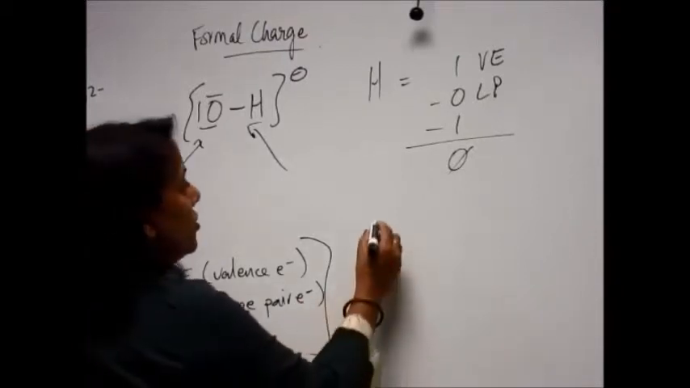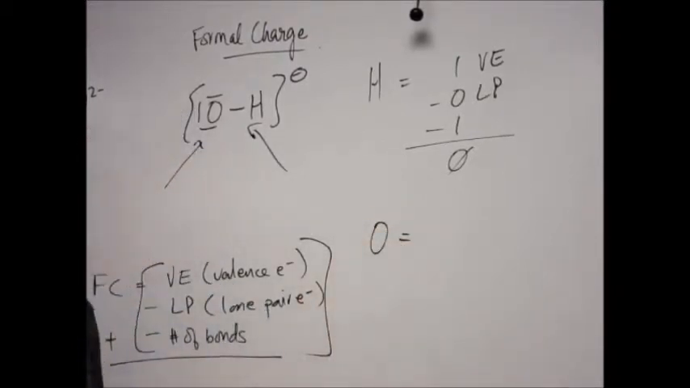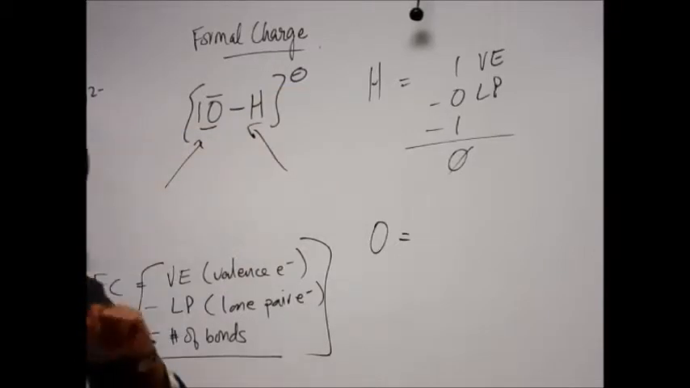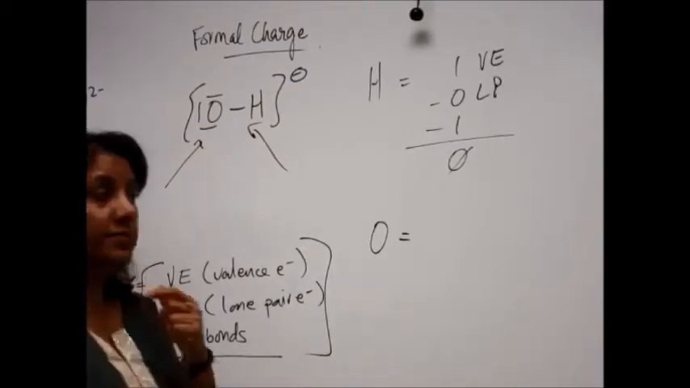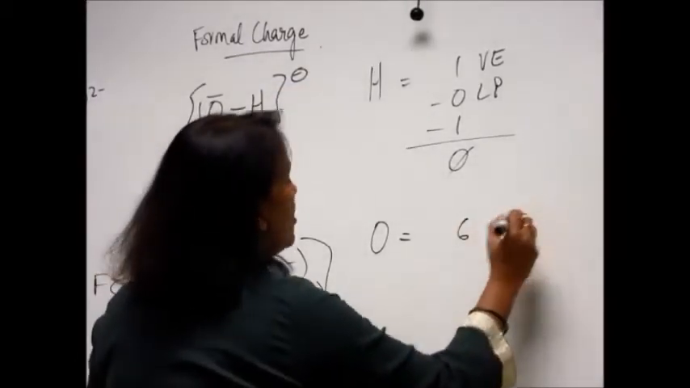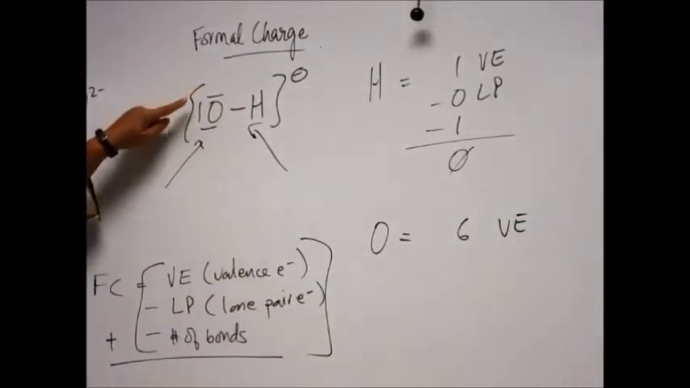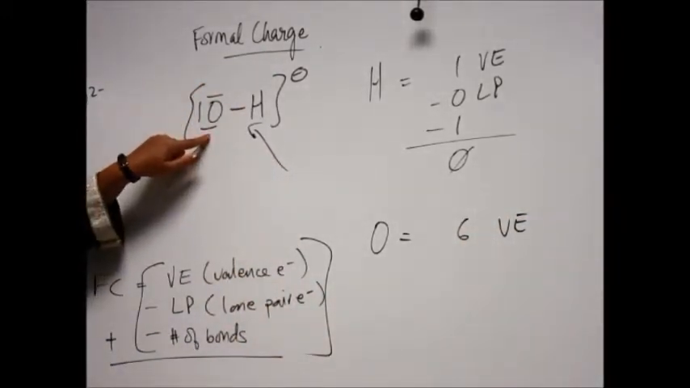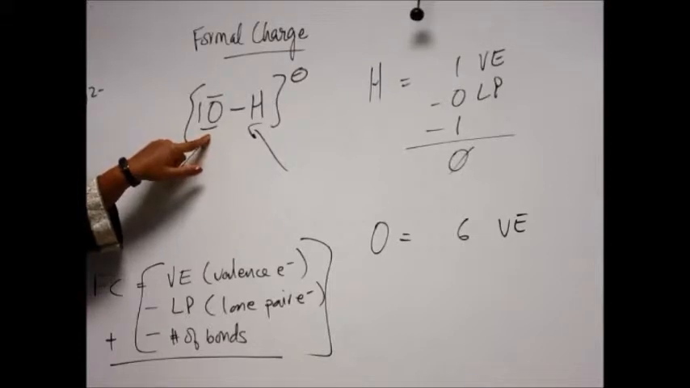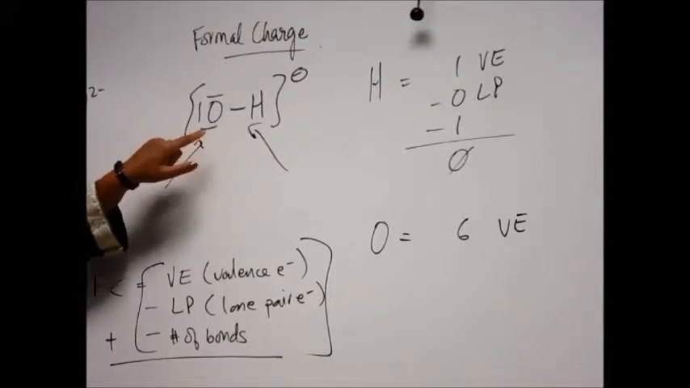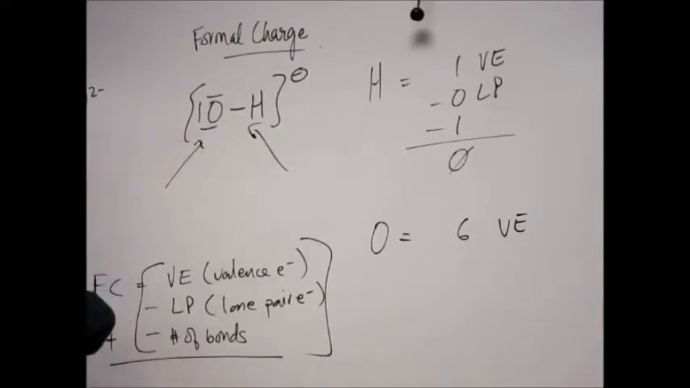So then for oxygen, how many valence electrons? Periodic table? 6. 6 valence electrons. How many lone pair of electrons? 6, right? Not lone pairs as in pairs. How many lone pairs of electrons as in number of electrons? So that is 6.